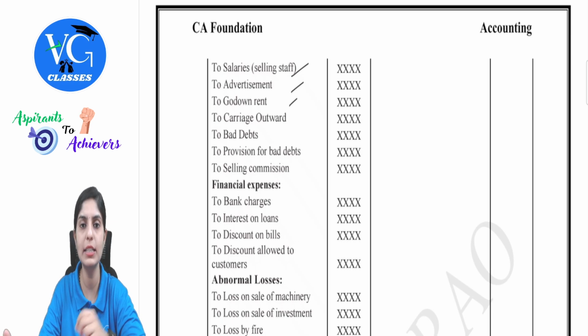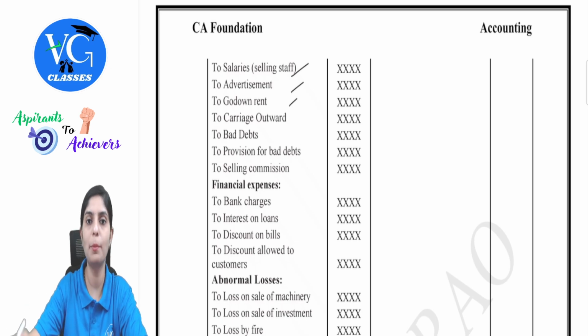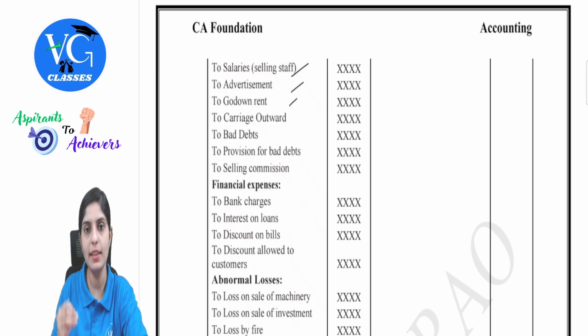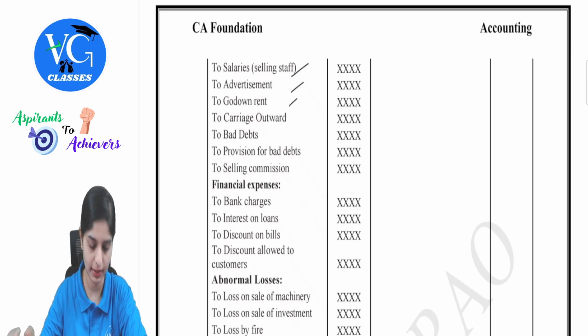Ma'am, what is the difference? Carriage inward is an expense which you incur to get the goods or product to your business premises, whereas carriage outward is the transportation expense you incur to send the goods to the customer's premises.